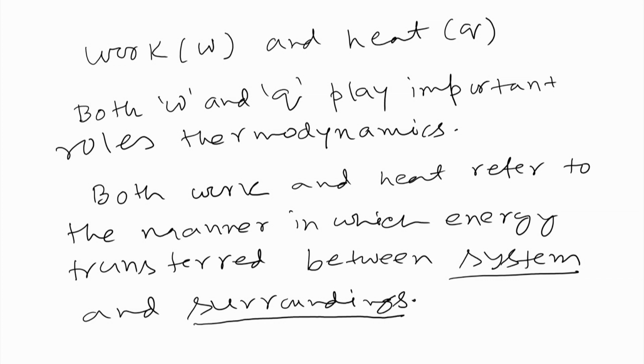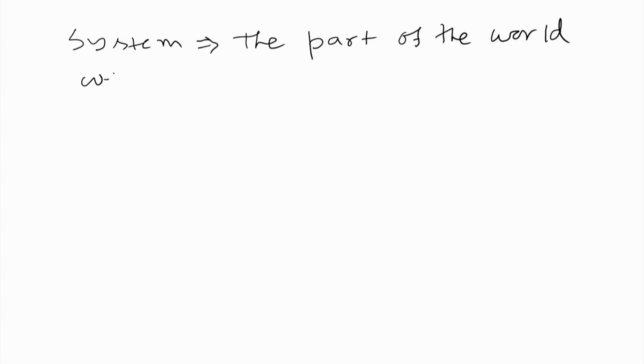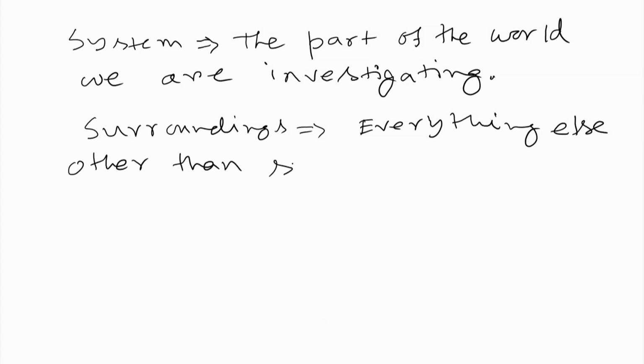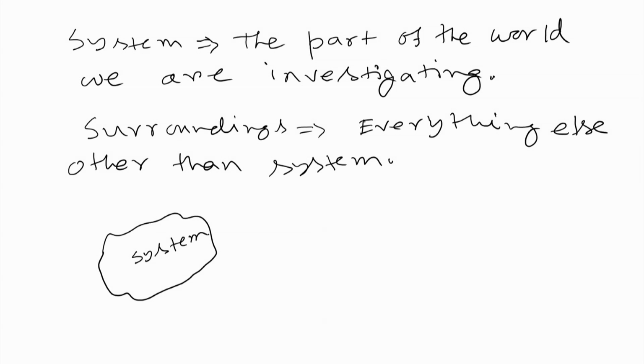So we have introduced two terminologies here, system and surroundings. What do you mean by system? How do we define system? System is defined as the part of the world we are investigating. And then what is surroundings? Surroundings can be defined as everything else other than system. So this is the part of the world we are investigating, this is system. And surroundings, everything else. This is surroundings. And they are separated by a surface, that can be movable also. This is surface or boundary.